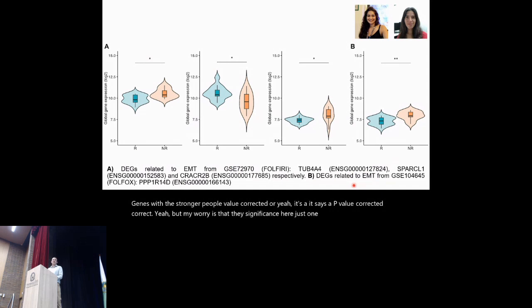Yeah, exactly. It's like a first attempt because it's a project that has just started, so we know that it's just one data set. We need to incorporate more data sets to validate these findings, but we hope to do it in the next month.